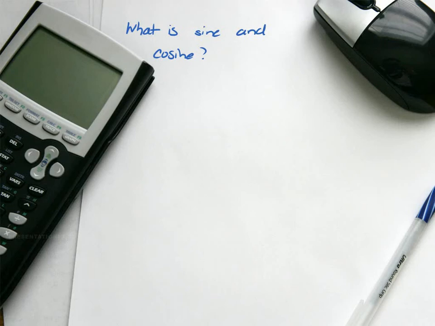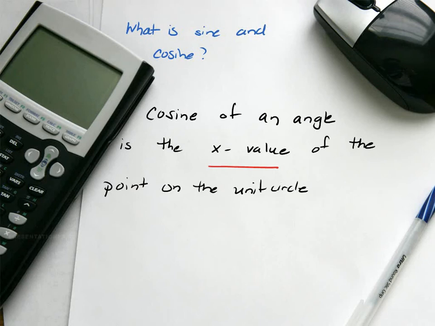Okay, last thing. What's sine and cosine? No, actually, it doesn't. It has to do with x and y coordinates. So I'll try to explain it. The cosine of an angle is the x value of the point on the unit circle.